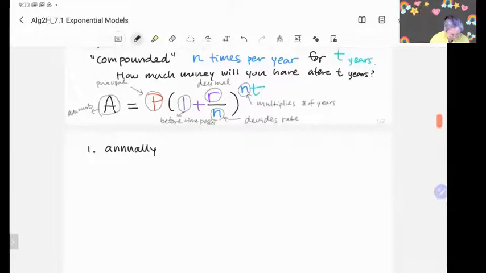So then let's take an example. Okay, go back. Then example here: you invest $1 at 100% interest rate.